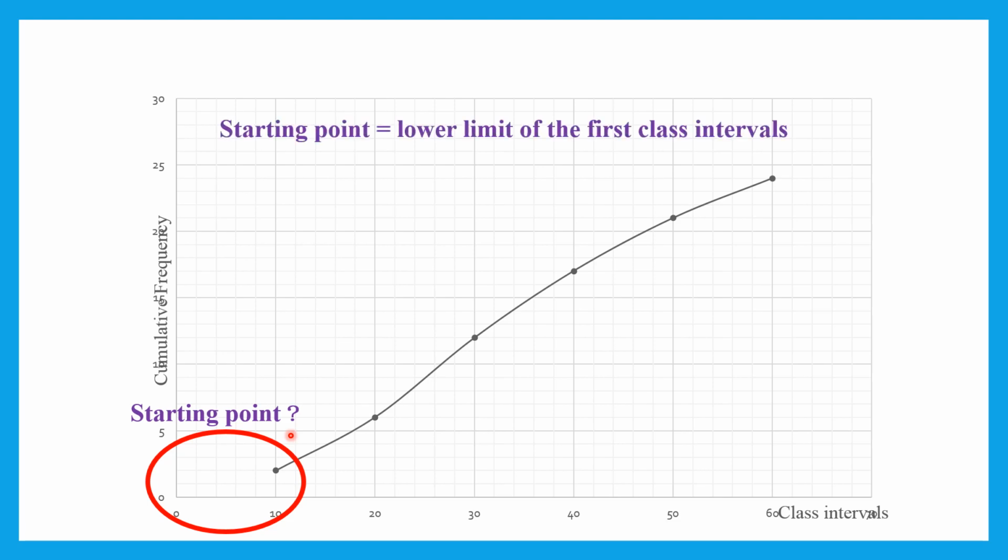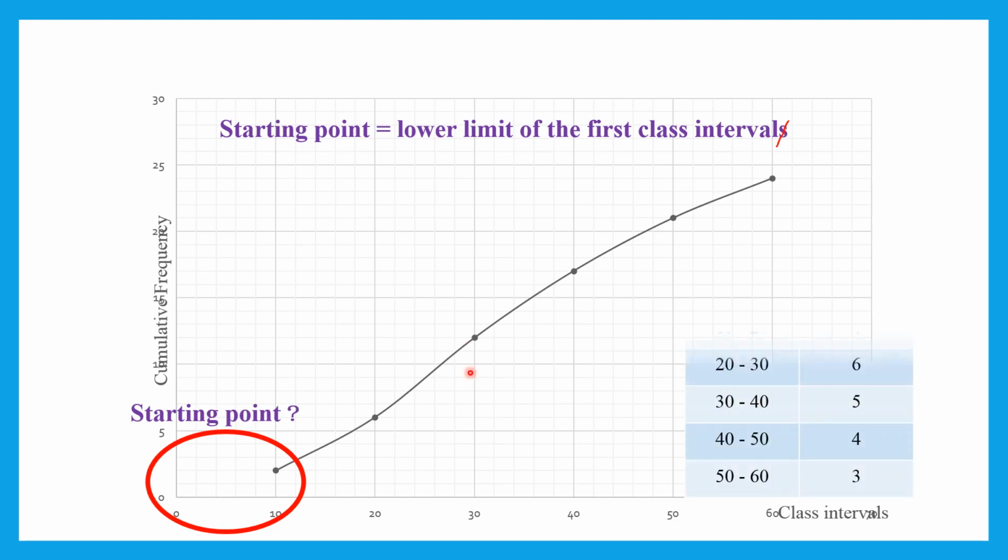point. Then the theory of the starting point is the lower limit of the first class interval is the starting point. It is very very important. What is the lower limit of the first class interval? Okay, it should be the starting point.